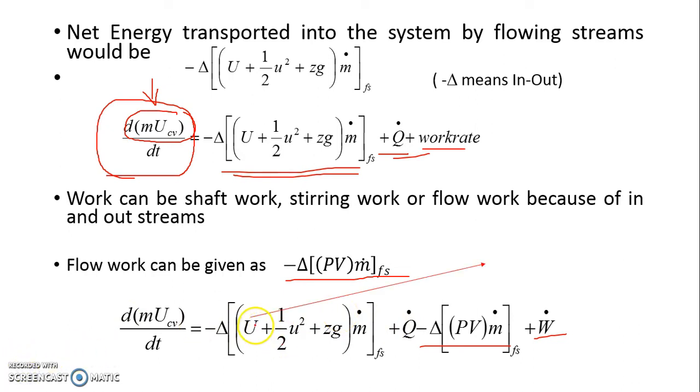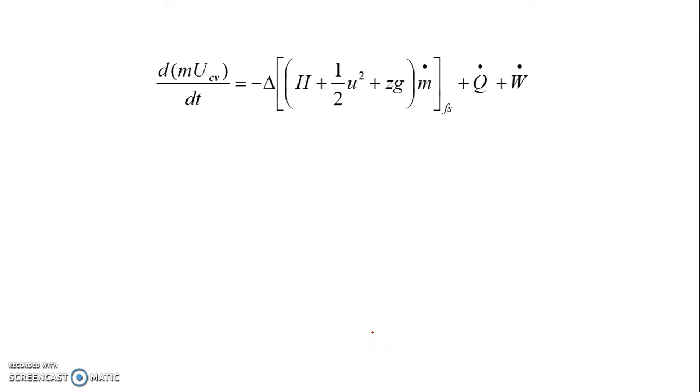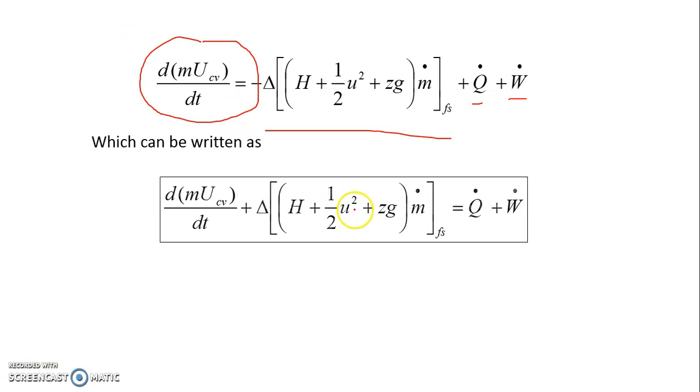We can see here that if we combine this term with this term, we can write them together as enthalpy H. So if I combine this and this for the flowing system, I get this, right? So my change in energy in the control volume is this plus Q dot plus W. Okay, so this can be further written by moving this to the other side of the equality, making it plus equal to this. Now this is a generalized energy balance equation for any flowing process.